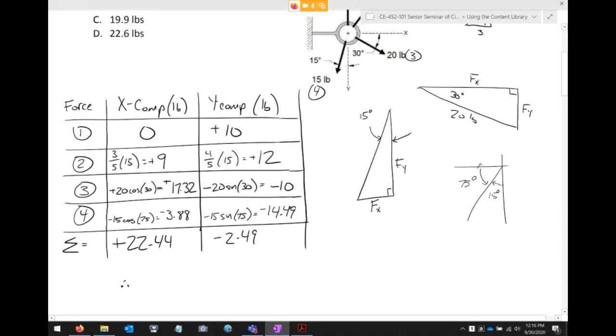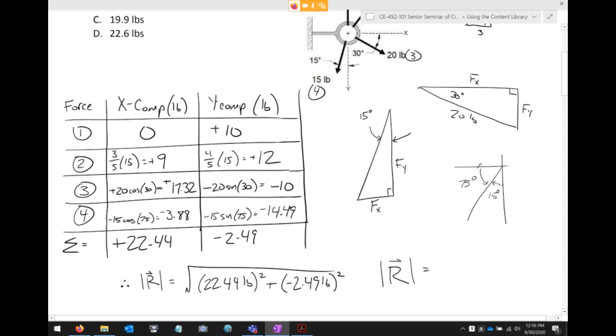If I want to determine the magnitude of that resultant, I would say square root of 22.44 pounds squared plus minus 2.49 pounds squared. Just to make sure everybody's awake, what are we getting for our magnitude of our resultant? 22.58 pounds. There we go. So we can say 22.6 pounds just for rounding, and our answer is D.